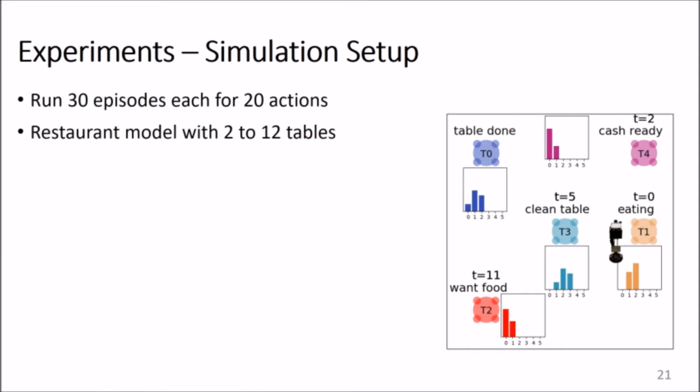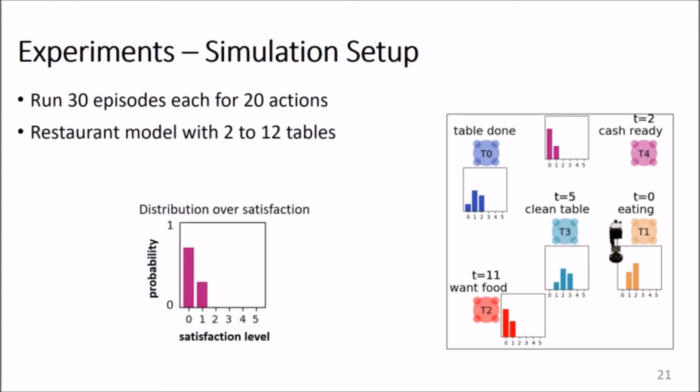We also evaluate the performance of our approach in a simulated restaurant setting. We run 30 episodes, each for 20 actions. We randomly initialize each episode, and we have 2 to 12 tables in the restaurant model. On the right, you see an example of the restaurant model with 5 tables. Above each table, we have how long the customers have been waiting and what is their current request. Each histogram shows the robot's belief over customer satisfaction. 0 means very unsatisfied and 5 means very satisfied.